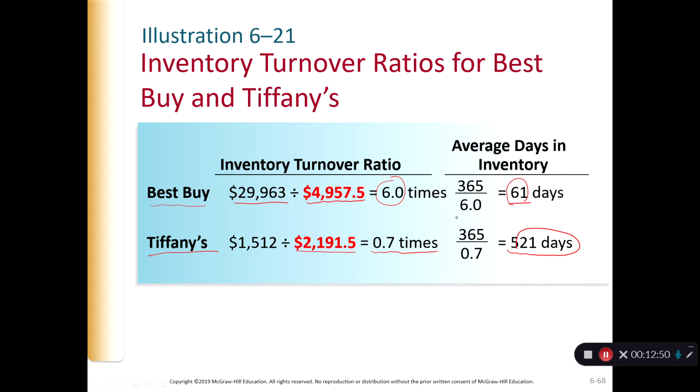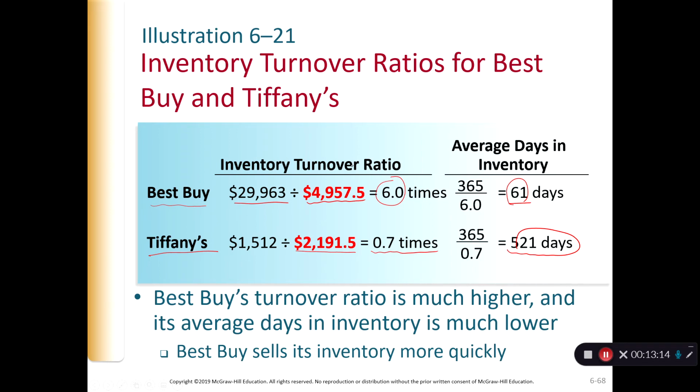Therefore, this does not really mean that Best Buy is better than Tiffany. It's just because their business strategy is different. So that means we cannot judge a company's operation strategy only by looking at the inventory turnover ratio or average days in inventory. We also need to look at the profitability of the company, right? To decide which one we should invest in.